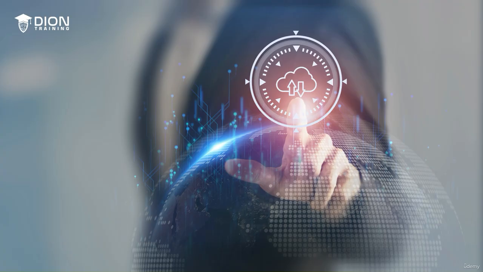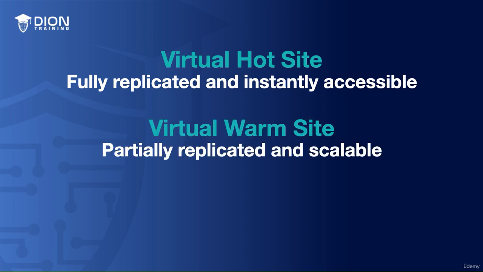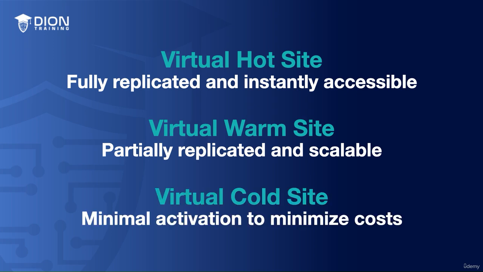In a cloud-based redundant site setup, organizations can leverage the scalability and availability of cloud computing platforms to ensure their continuity of operations. A virtual hot site in this context would involve a fully replicated and instantly accessible environment in the cloud that's ready to take over in the event of a failure at your primary site. A virtual warm site may entail having partially replicated resources and data that could be quickly scaled up to full functionality if needed. And a virtual cold site could involve storing critical data and configurations in the cloud, but activating resources only in response to a disaster in order to minimize your ongoing operational costs.